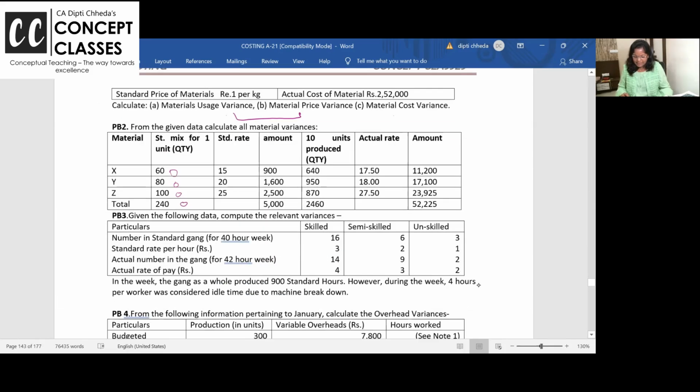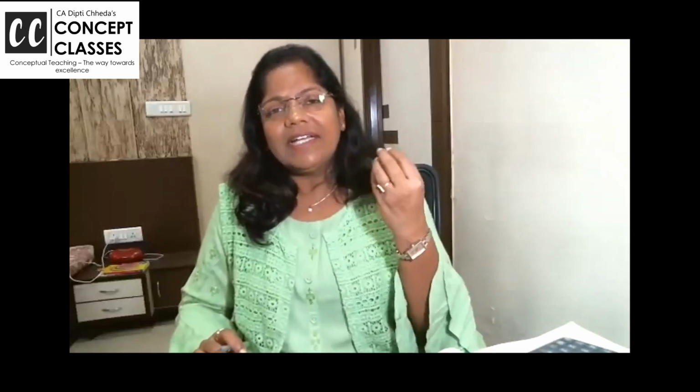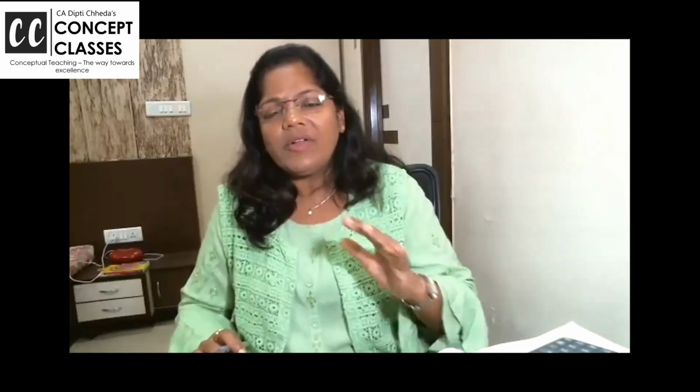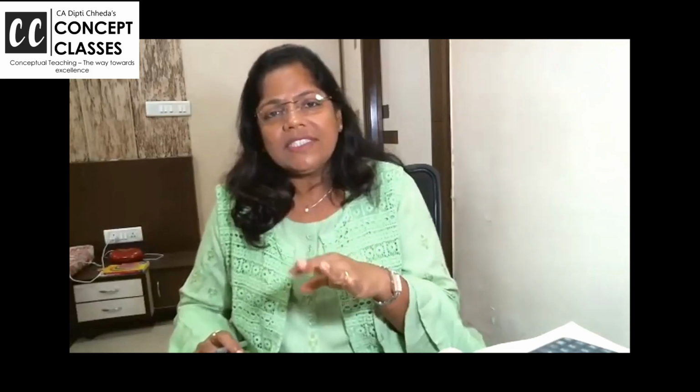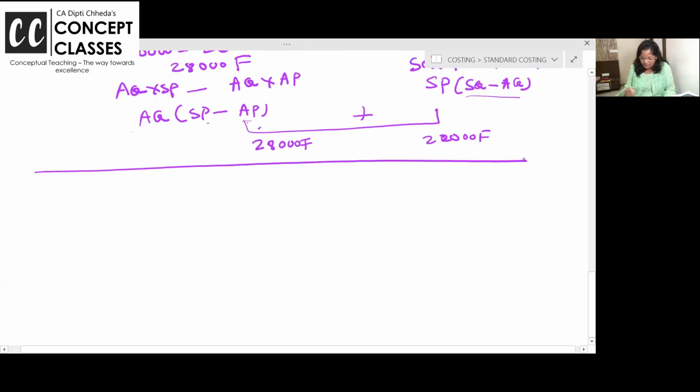What exactly have they asked you to calculate here? From the given data, calculate all the variances. Once you understand labor and material, then labor, then sales, then profit, these are all the same. If they are positive, they are favorable. If they are negative, they are adverse. Okay? Over to the second problem. You all do it together. Problem number 2 is also material variances.